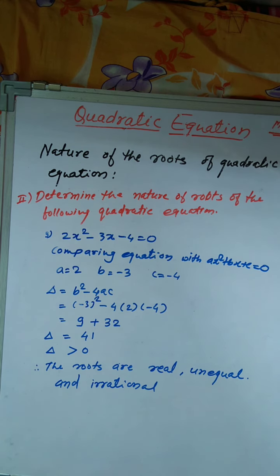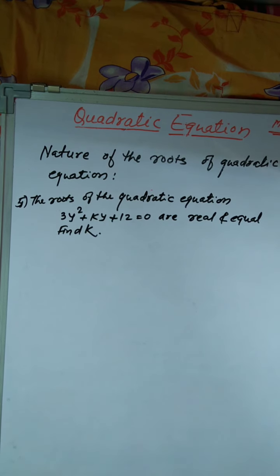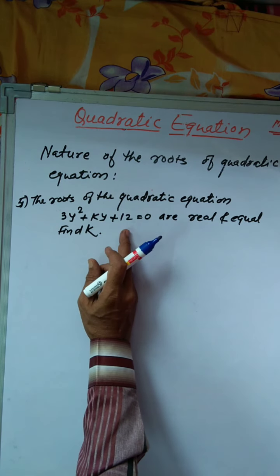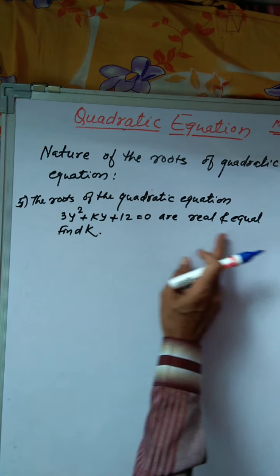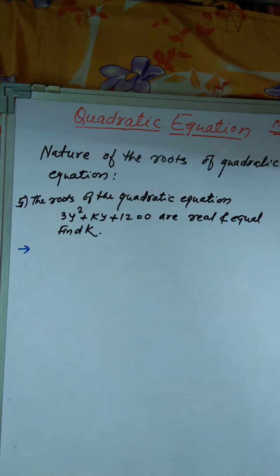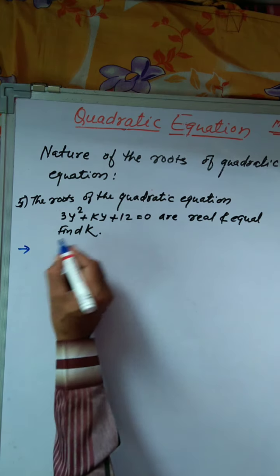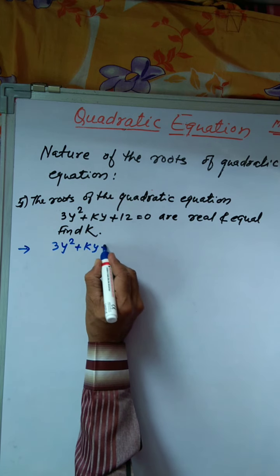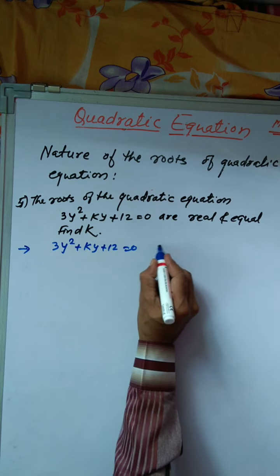Now another problem on this, we see that problem. The example: the roots of the quadratic equation 3y square plus ky plus 12 is equal to 0 are real and equal. Find the value of k. For this, the equation given is 3y square plus ky plus 12 is equal to 0.